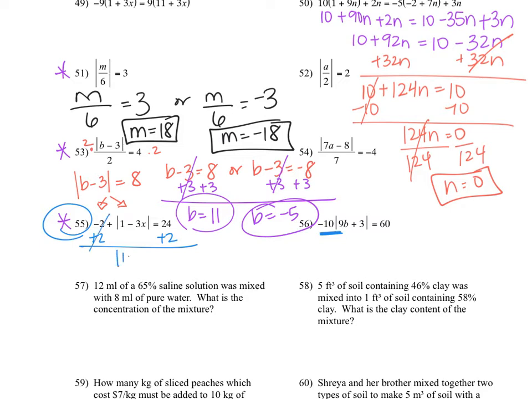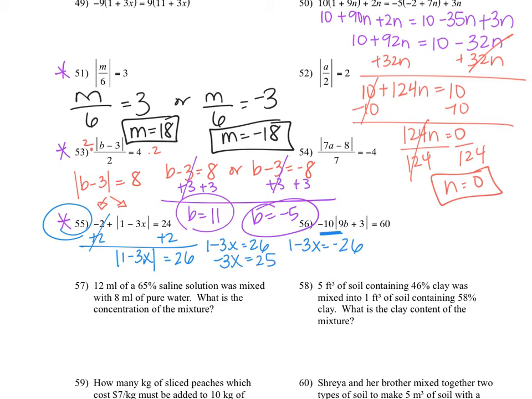I get 1 minus 3x, and absolute value equals 26. So my first equation is going to stay the same. And my second equation is going to switch to a -26. So I'm going to subtract 1 from both sides. So I get -3x equals 25.